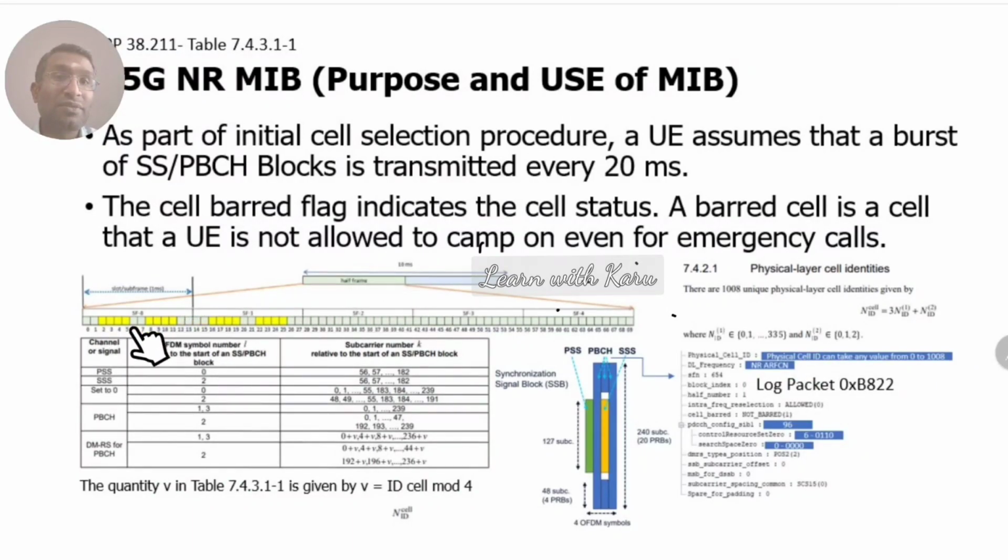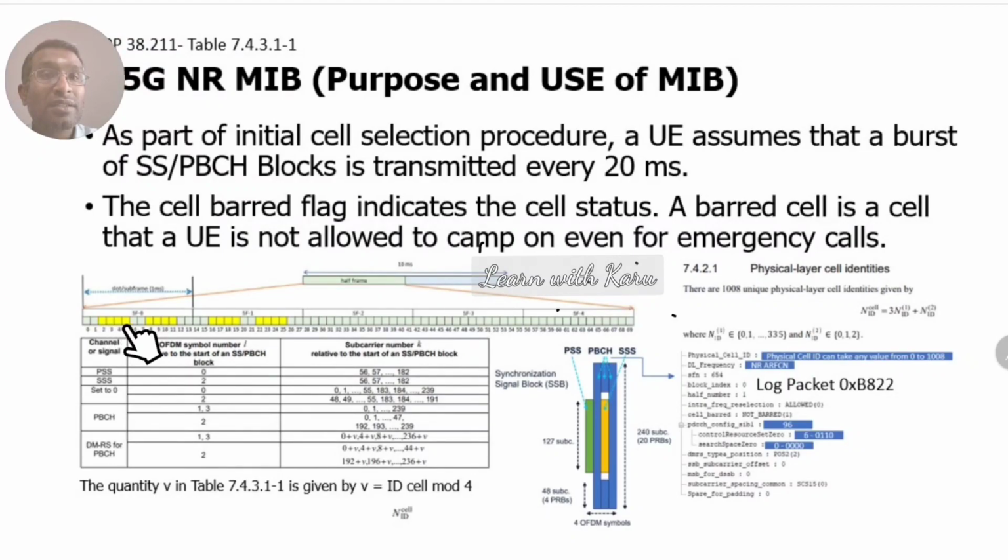Within the first half frame, this is a 15 kilohertz subcarrier spacing example that we are capturing here. I took a reference for a 15 kilohertz subcarrier spacing, and it's in frequency range 1. Here, the half frame is 5 milliseconds, right? Like the first, second, third, fourth, and fifth millisecond. And this is called a slot or subframe, which is 1 millisecond for a subcarrier spacing of 15 kilohertz.